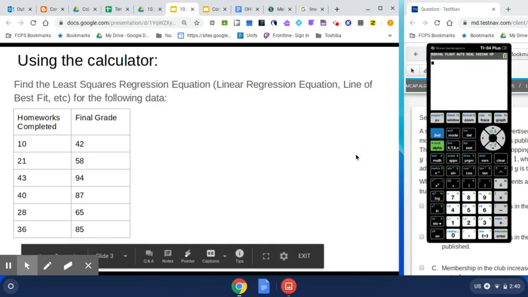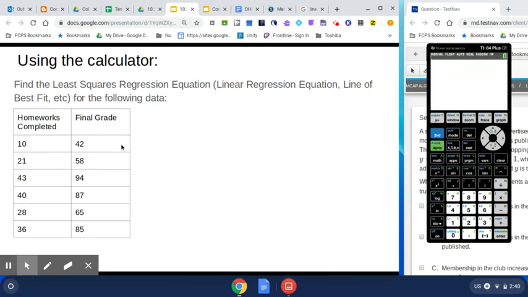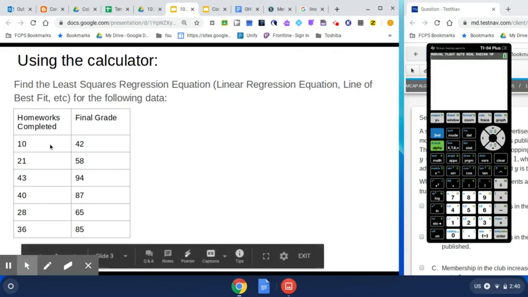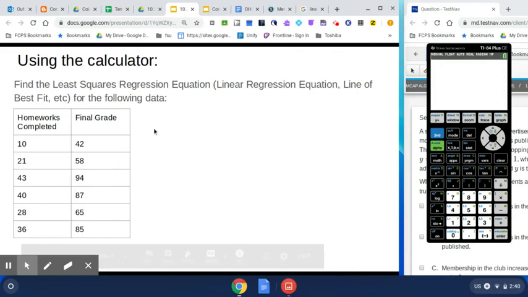Here is the first example that we're going to walk through together, and this data set may look familiar. It's one that we talked about yesterday when we were making a scatter plot and finding the correlation coefficient. Today our goal is to find the equation of the least squares regression line, or line of best fit, or linear regression equation, whatever you want to call the line that is going to best fit the data and be used to hopefully predict points.